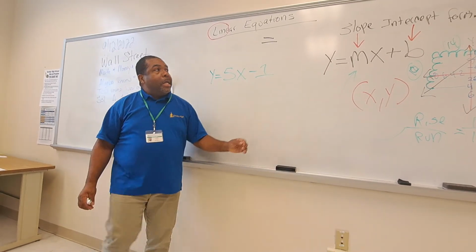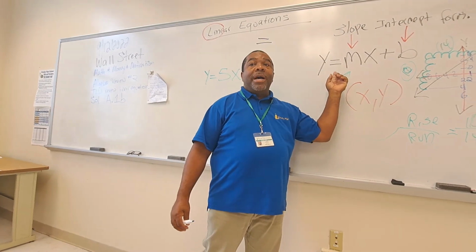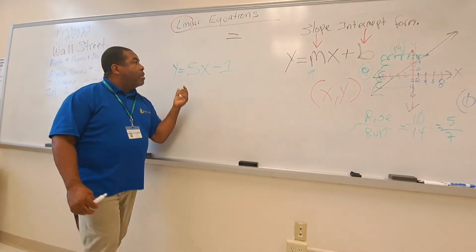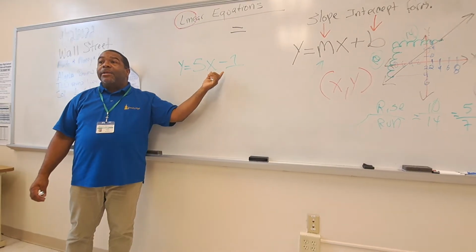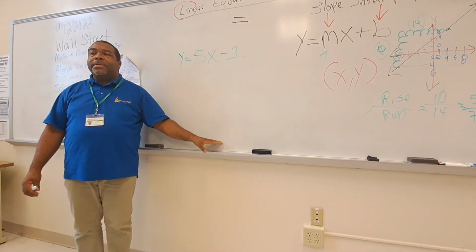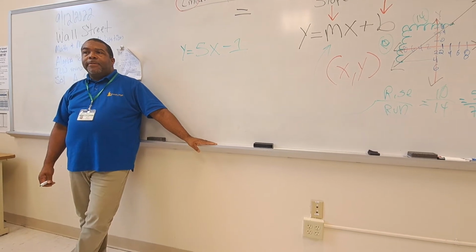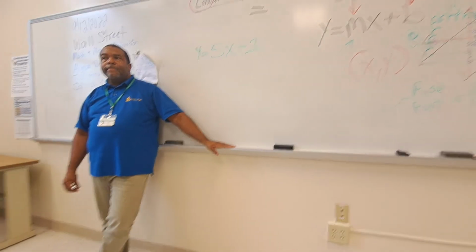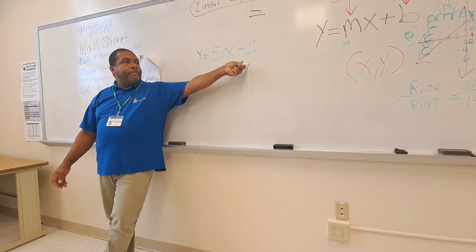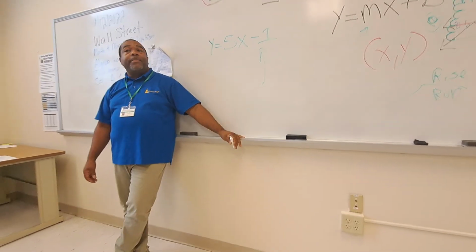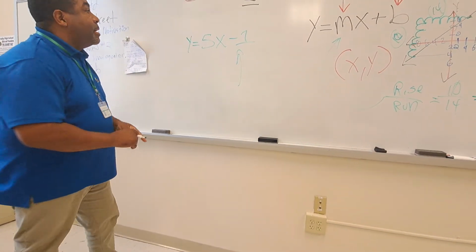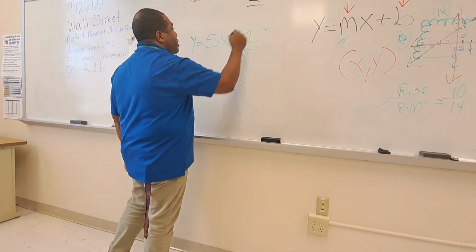So, if we use y equals mx plus b as our format, Jade, y equals 5x minus 1, what would be the y-intercept? One. What type of 1? Negative. Negative 1. Good job, Torrin. Good job, Jade. This is our y-intercept, okay?